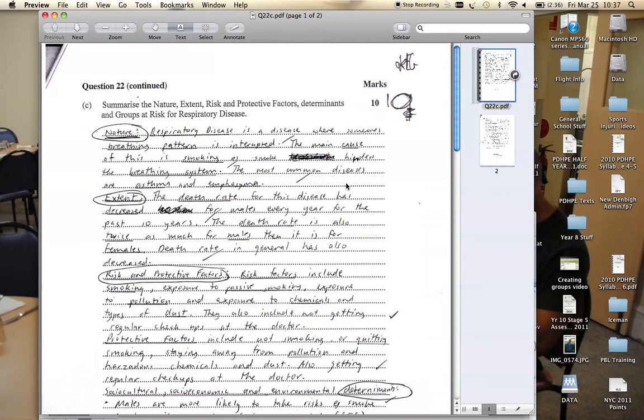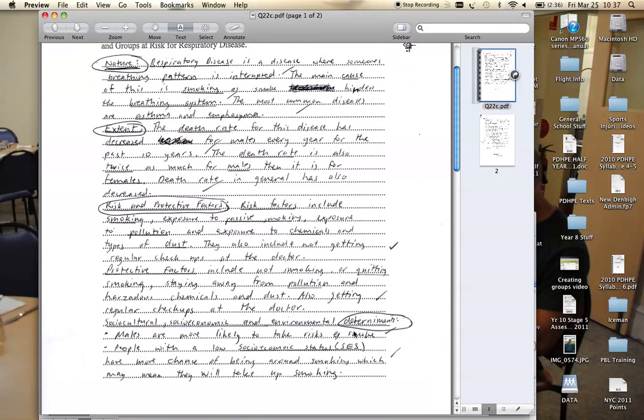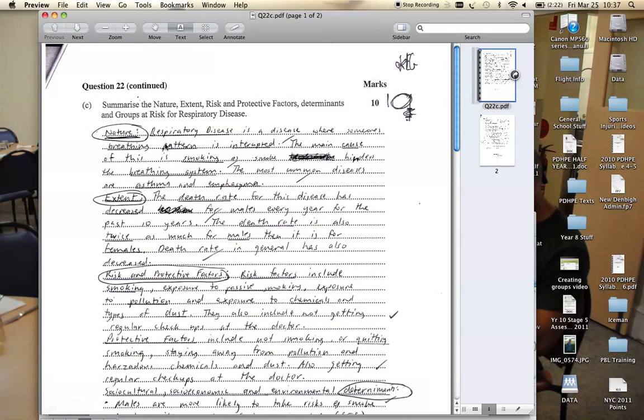You can see this answer here got a 10. And I've actually circled the areas where he's put each heading. So you can see here, determinants is circled over here, but that's only because he wrote all the different versions of the determinants there. But looking at nature, he's given me 3 things to do with the actual nature of the disease. So nature being what it is, you can read through what he's written. With the extent, he's given me some correct statistics, so 3 correct pieces of information relating to what is happening with this disease in terms of is it increasing or decreasing, what's it like for males, females.